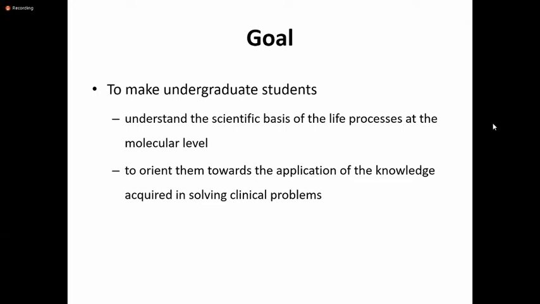Another goal is to orient them towards the application of this acquired knowledge in solving clinical problems. Ultimately, this is a medical course, and you are supposed to solve clinical problems. Patients will come with many symptoms, and you have to identify the symptoms and signs properly, diagnose, and solve the problem. This basic biochemistry knowledge helps you do this job of solving various clinical problems.